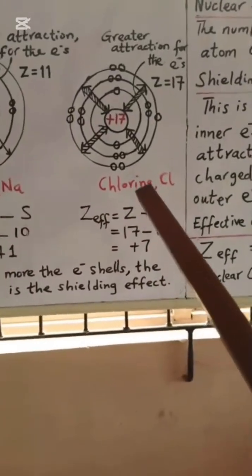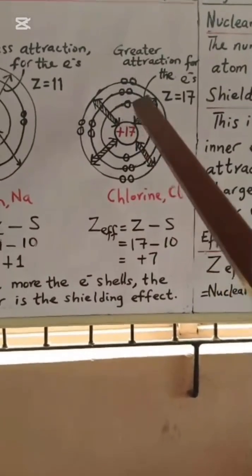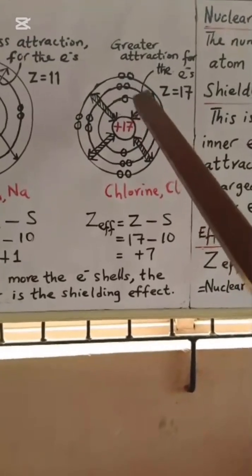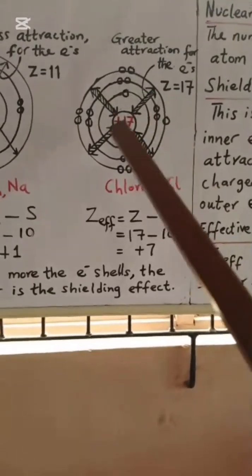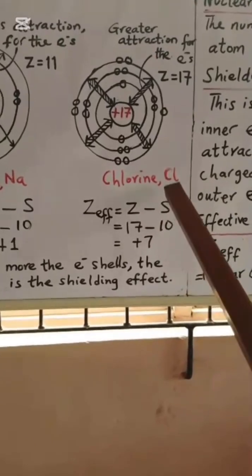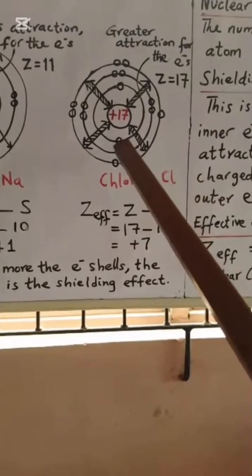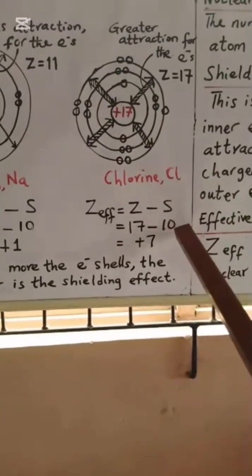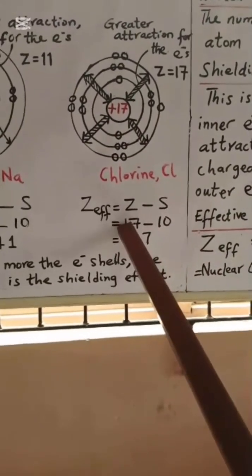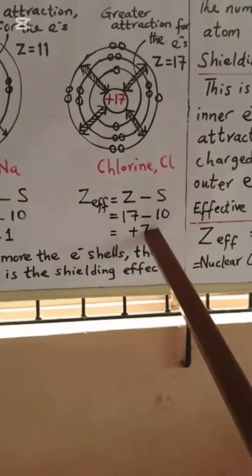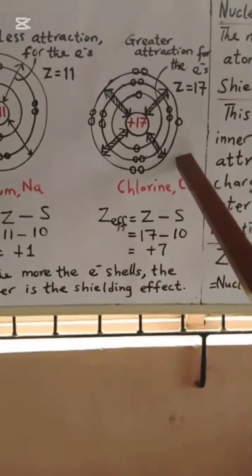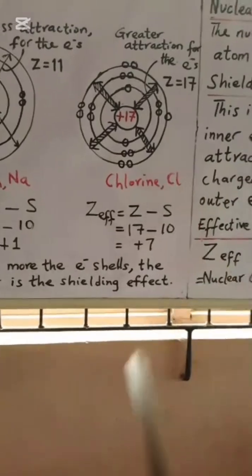Now for chlorine, we have 2, 8, 7. So we have 2 plus 8, which is 10. Those are the shielding electrons, while we have 7 valence electrons. So the nuclear charge, which is 17, minus the shielding electrons, 10, gives you plus 7. So chlorine has a stronger net charge.